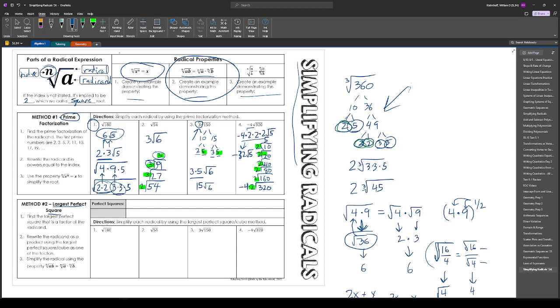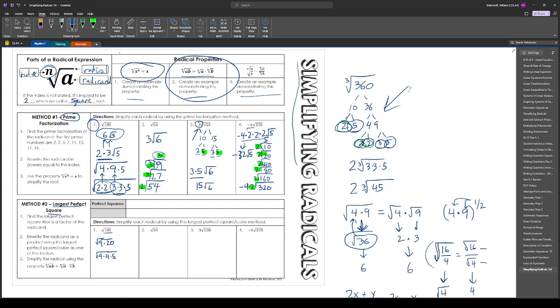So in this method instead, we're looking for perfect squares that divide into our number. That's a little harder because we're not dividing by 2 or 3 or 5. We're dividing by squares like 4, 9, 16, 25, bigger numbers like that. So here I can pretty easily see that 9 divides into this. So I know that this is square root of 9 times 20. And then I would say, what perfect square is part of 20? So I have 9 times 4 times 5.